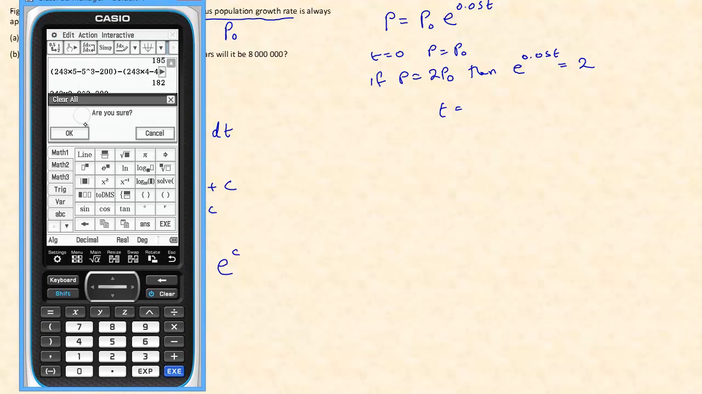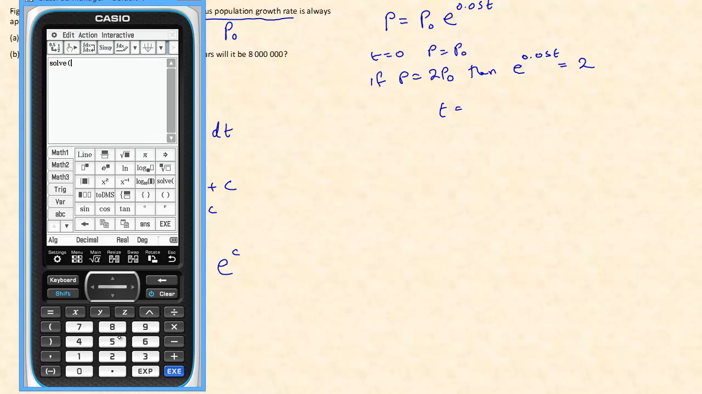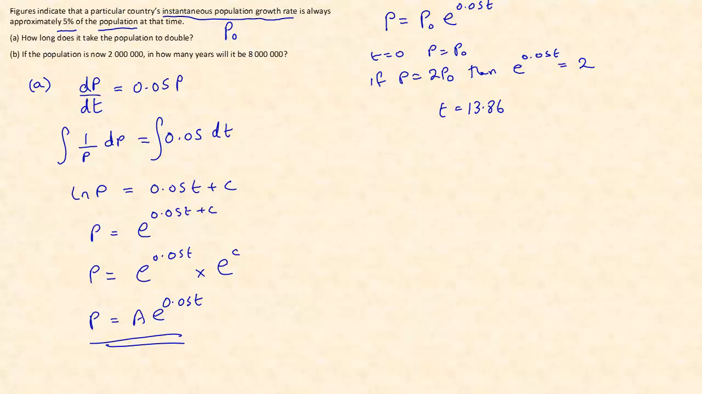So let's just make a bit of room. Action, advanced, solve. And then we'll have e to the 0.05x equals 2, and that gives me 13.86, and it doesn't say anything about time. Let's assume that since they mention years here, this would be in years. So that's 13.86 years.